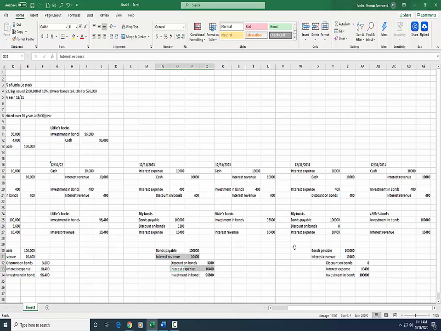It doesn't matter whether it's upstream or downstream. Basically, all we're doing is we have two sets of books. One set of books has a liability and an expense. The other set of books has an asset and a revenue.